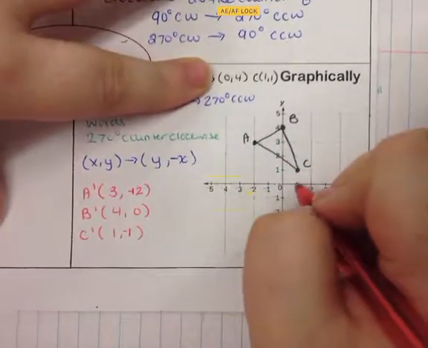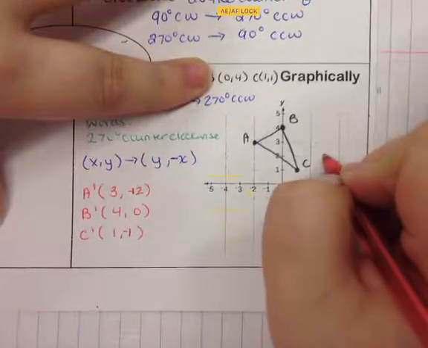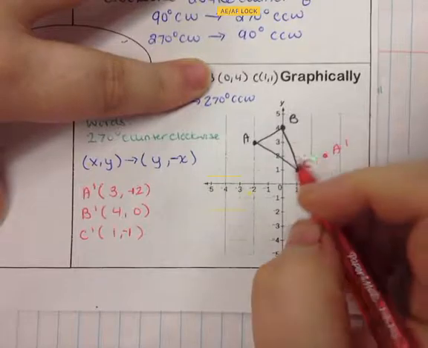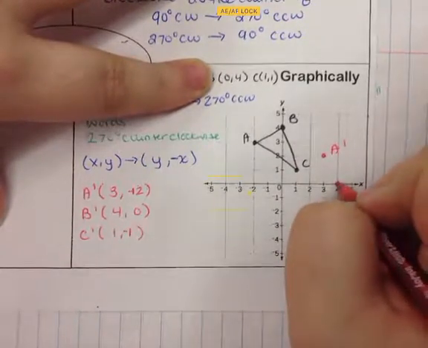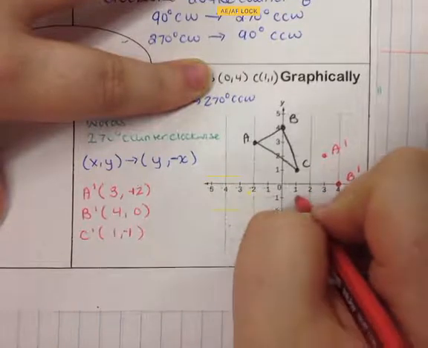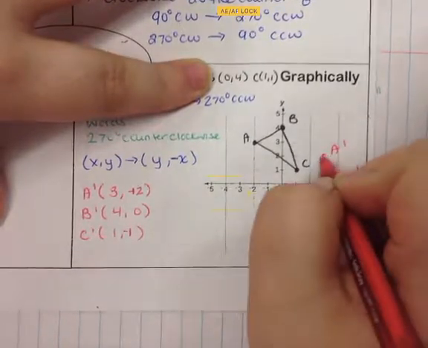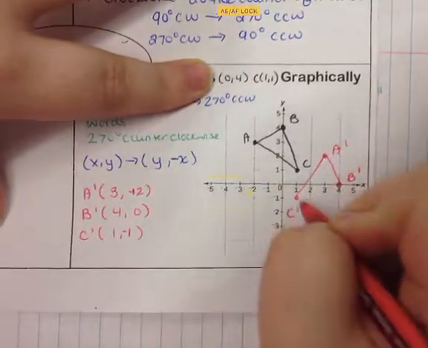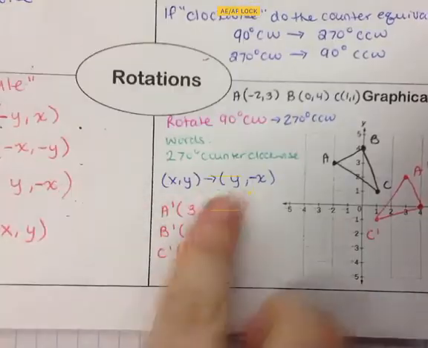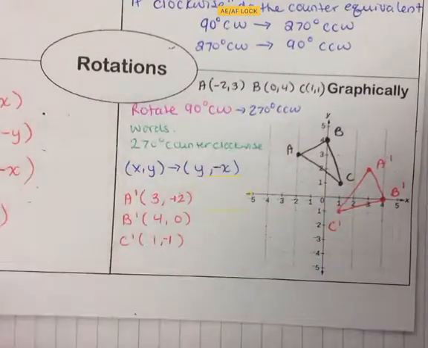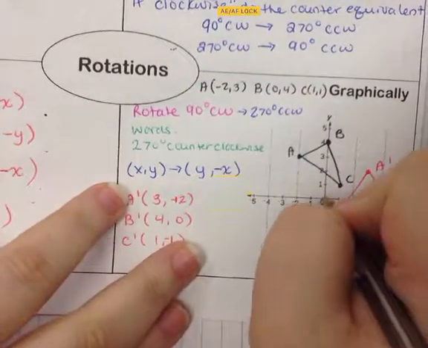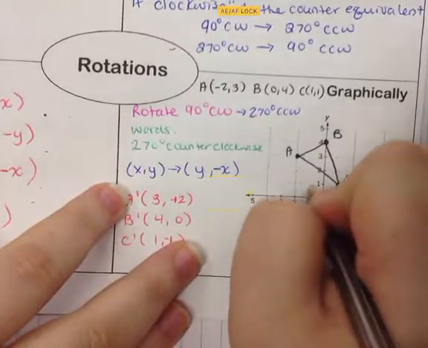A prime is at (3, 2). So I have A prime here. B prime is at (4, 0). And C prime is at (1, -1). Now, our center of rotation, because we're using our rules, because we actually had a specific rule, we are going to use the center of rotation of R, and that's at the origin. So this is center of rotation R.